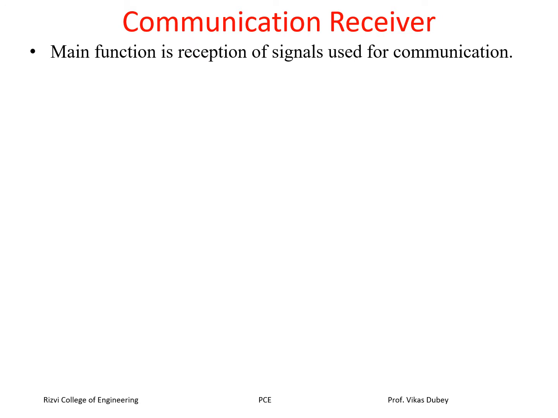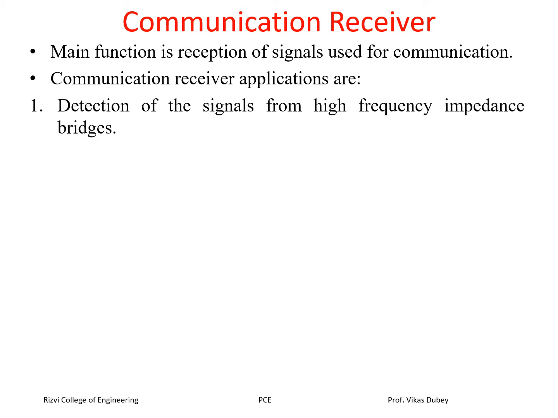The main function is the reception of signals used for communication. Obviously, the receiver's function is to receive the signal for communication purposes. Communication receiver applications include detection of signals from high frequency impedance bridges. It should be able to detect the signal from the high frequency impedance bridges. Frequencies are going to vary, like in AM the frequency is lower while in FM the frequency is higher, so it should be able to detect the signal from the high frequency bridges.